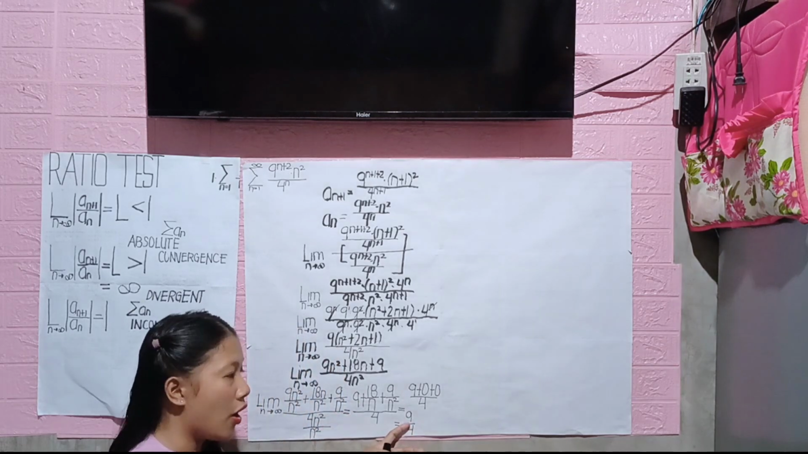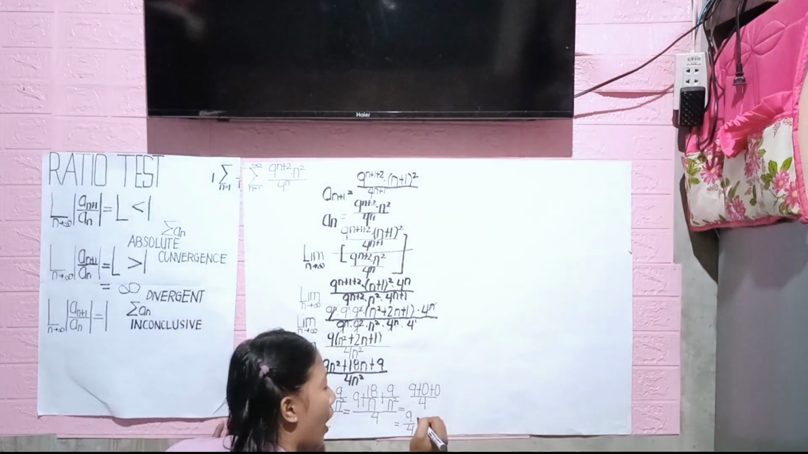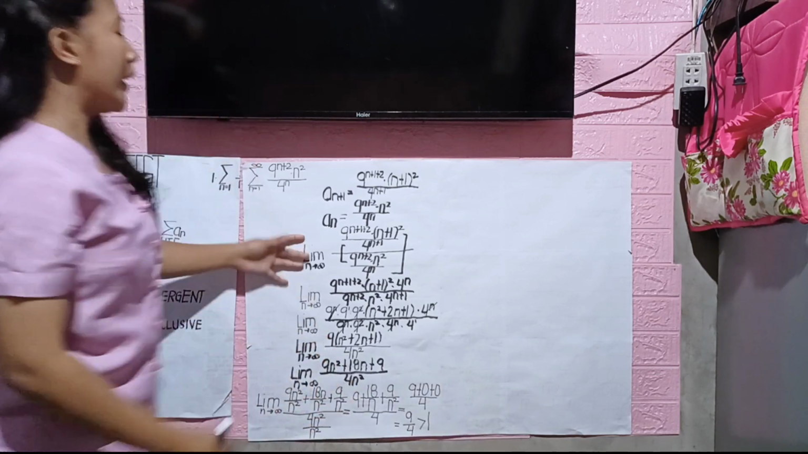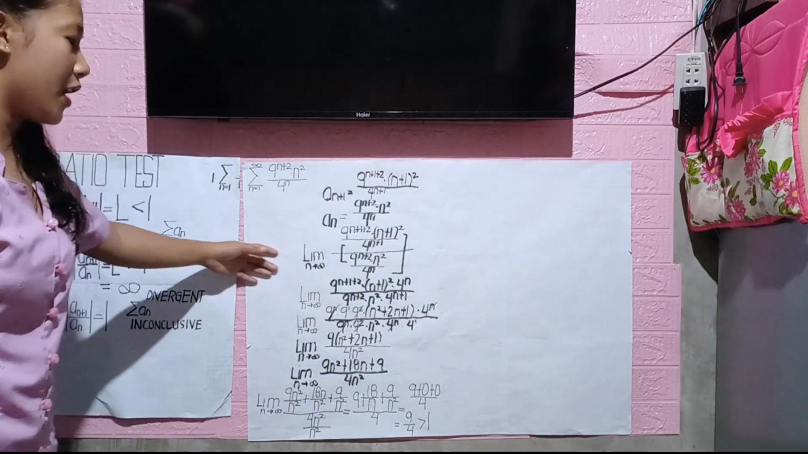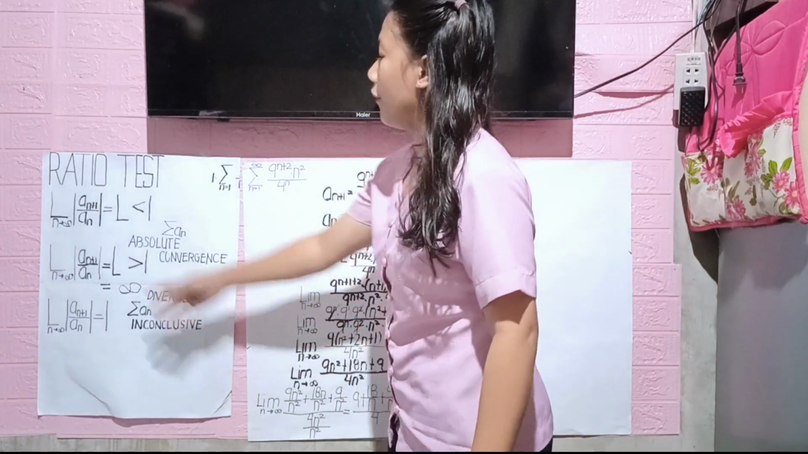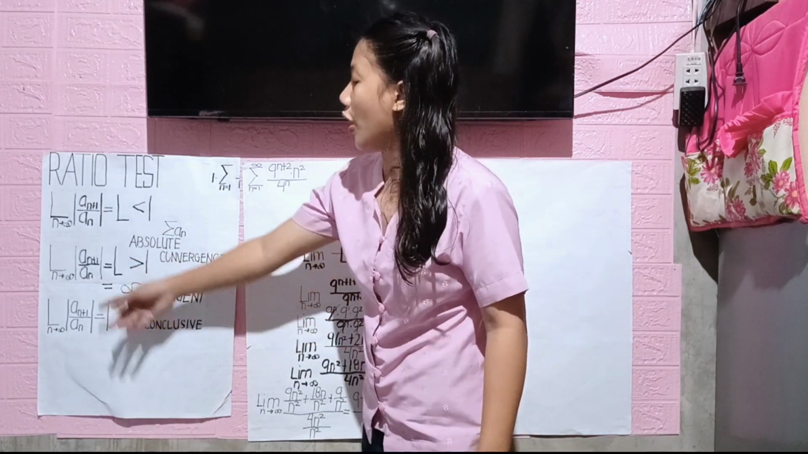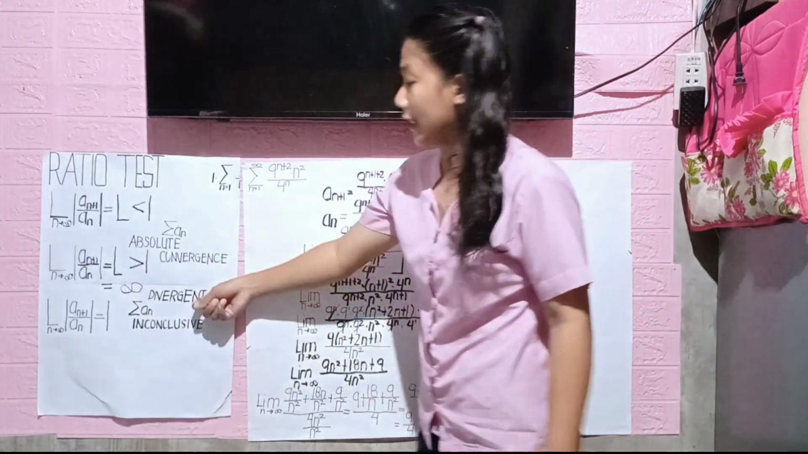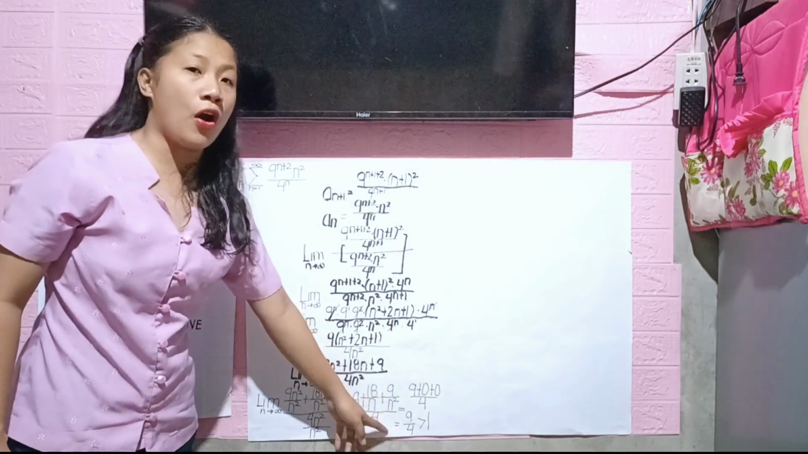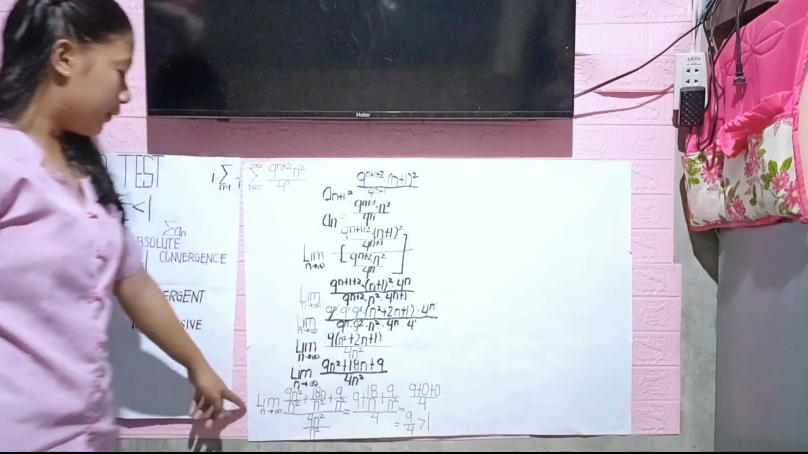So, 9 over 4 is greater than 1. So, now, we can say that the original series is divergent because it is divergent if L is greater than 1 or it goes to infinity. So, our example here, 9 over 4 is greater than 1, so it is divergent.